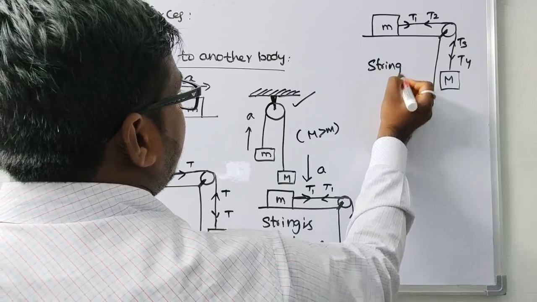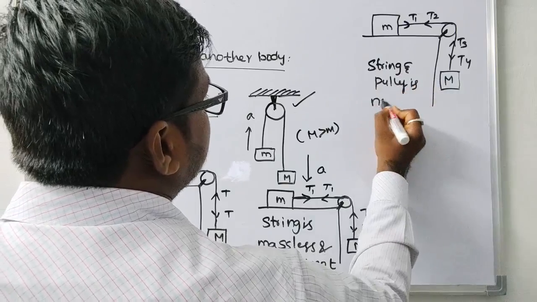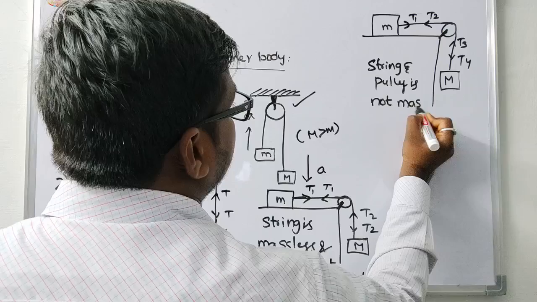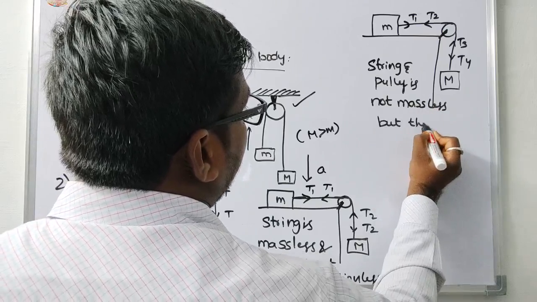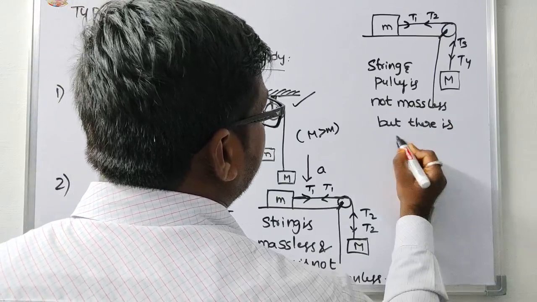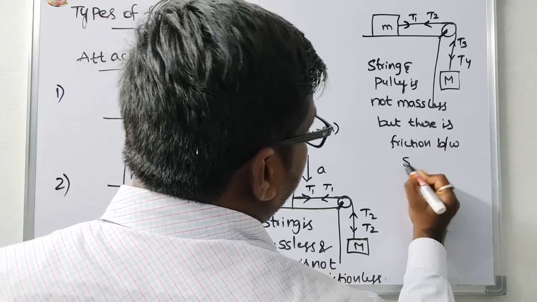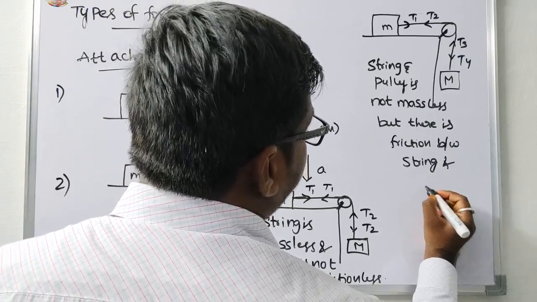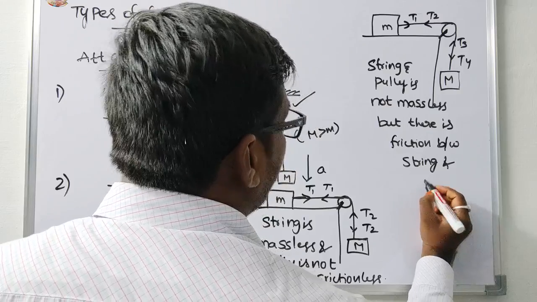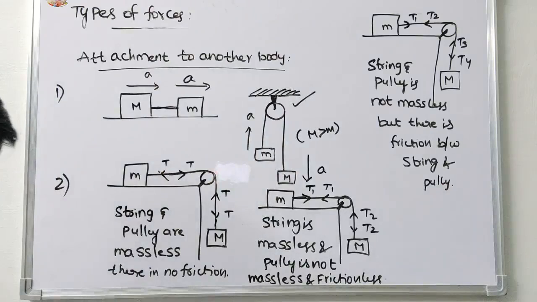In this one, the string and pulley are not massless, but there is a friction between string and pulley. This is the third application.